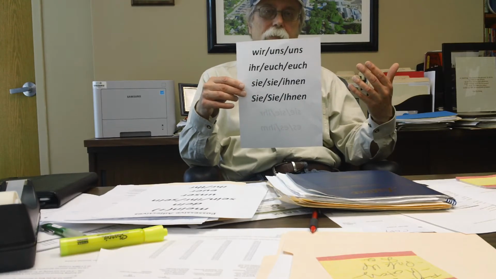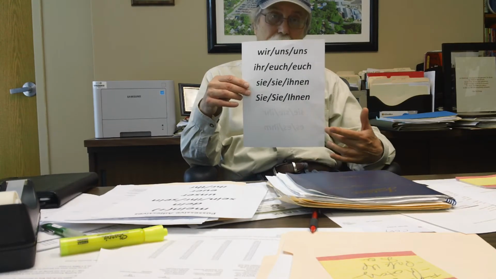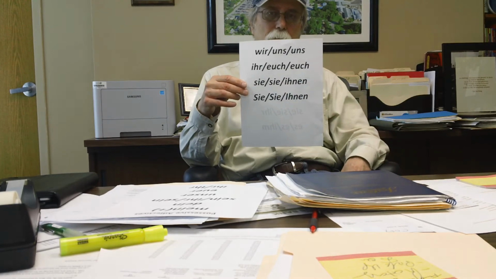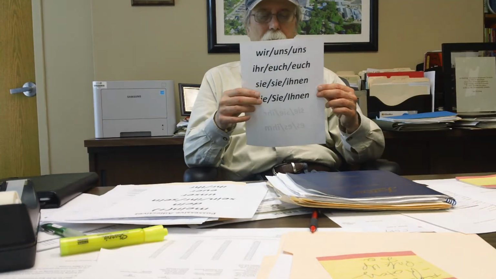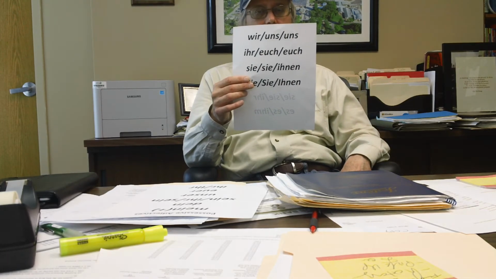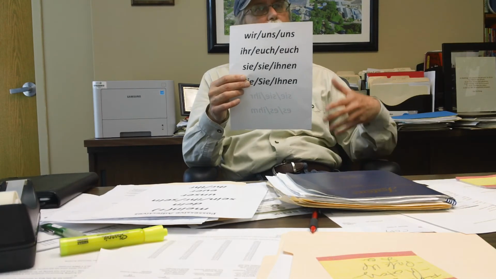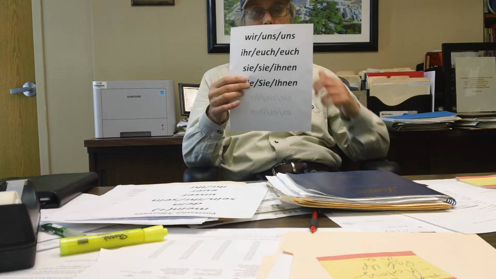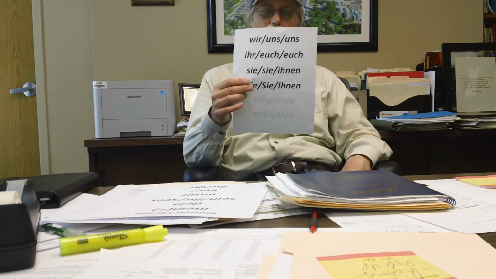Sie is capitalized. Sie, Sie, Ihnen, all three of them mean you. All three of these here mean you. This is the subject. The second Sie would be the direct object, and the Ihnen would be the indirect object or the object of verbs that require the dative case. So that should do it for us.